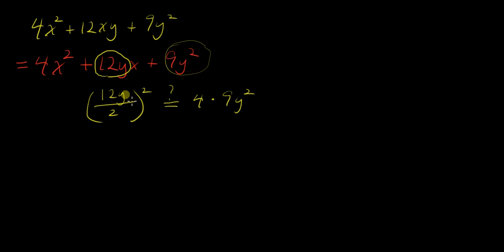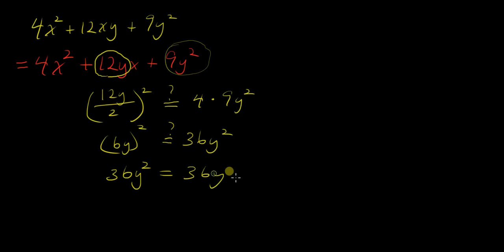Okay, well, if I cut 12y in half, that gives me 6y. Okay, so I'll square this in a minute. 4 times 9 times y squared, that's 36y squared. Now, when I square this, I'm going to get 36. This is 6 times y times 6 times y. That's 36y squared. And sure enough, we have a perfect square trinomial.